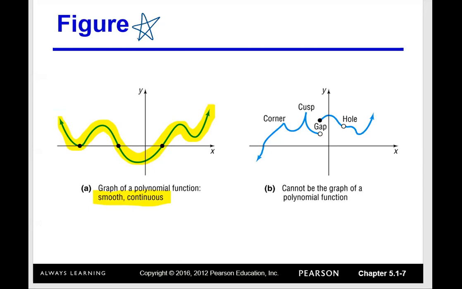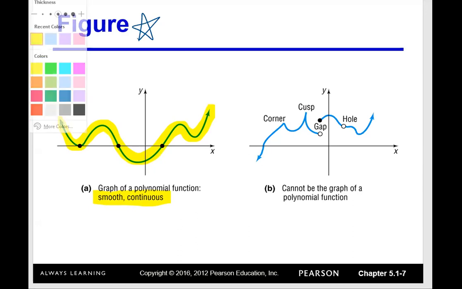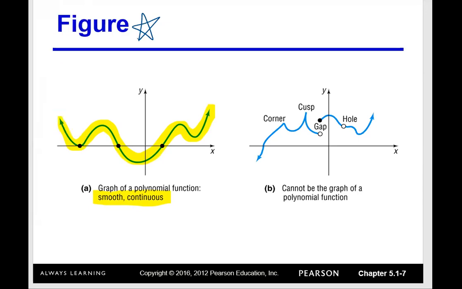The next picture is not smooth and continuous because you have a gap right here. There's a gap. And you also have a sharp corner here. They call it a cusp, and a sharp corner there. I guess a cusp looks like this. Anyway, it's not smooth. Smooth and nice and curvy. If there's any pointy parts like this, it's not a polynomial. If it has any holes in it, that's not a polynomial.